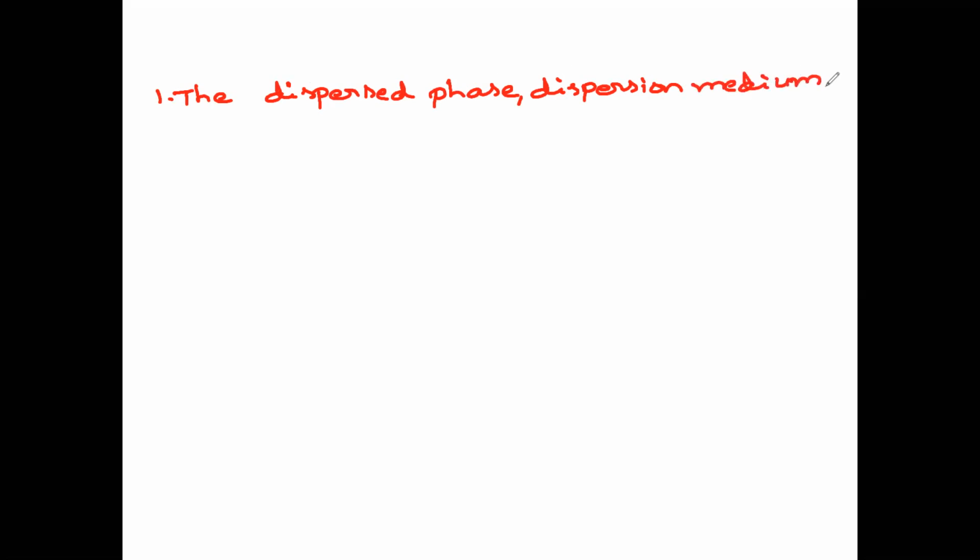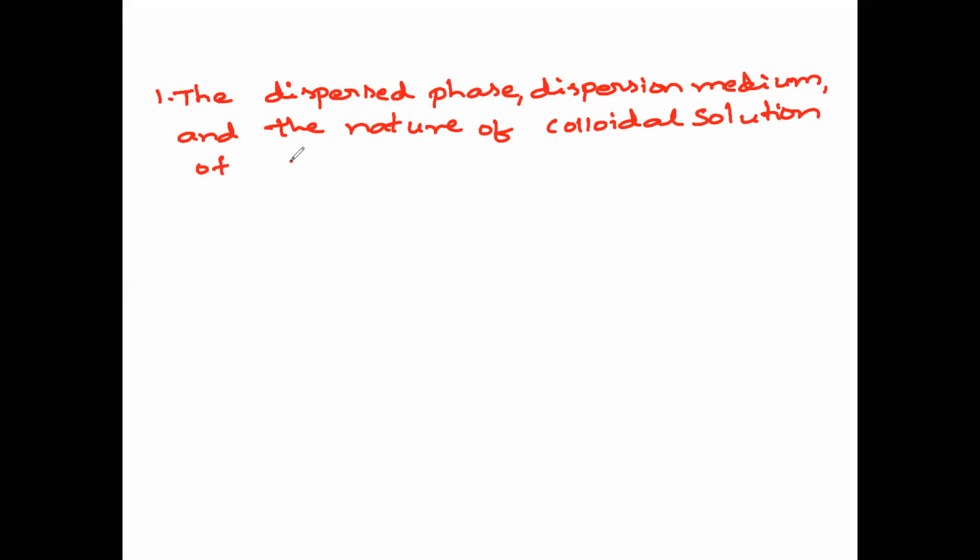Question number one. The dispersed phase, dispersion media, and the nature of colloidal solution of gold salt respectively are.